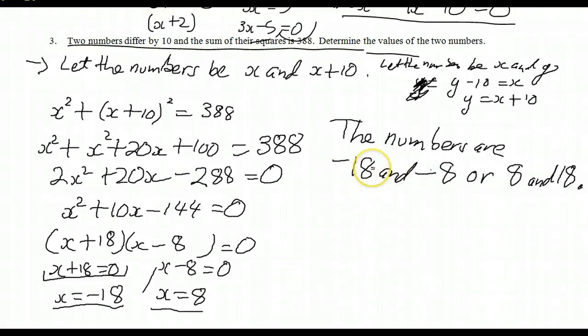18 squared, well, 18 squared is 324. And negative 18 squared would still be positive 324. Negative 8 squared is positive 64. 324 and 64 added together is 388. 8 squared, 64. 18 squared, 324, and their sum is also 388. So there are 2 possible values for the numbers. So unless the question specifically states that they must be positive, then be aware that you may have more than one set of answers.